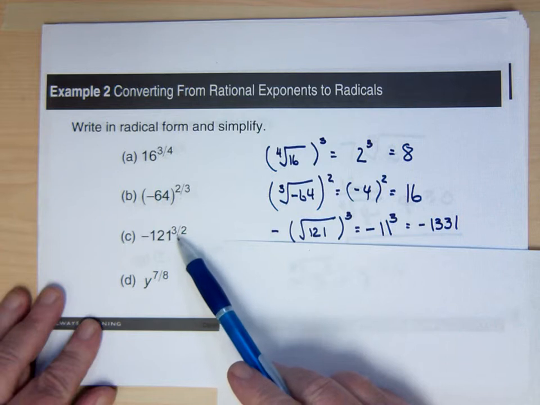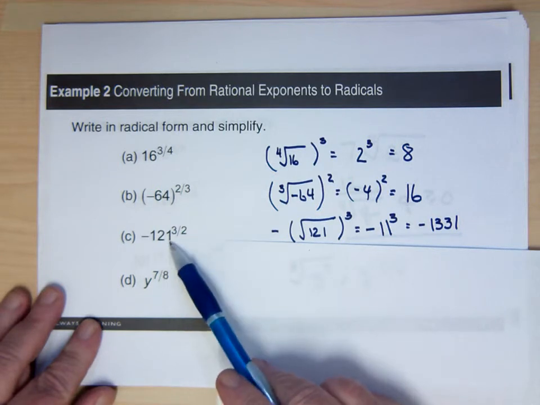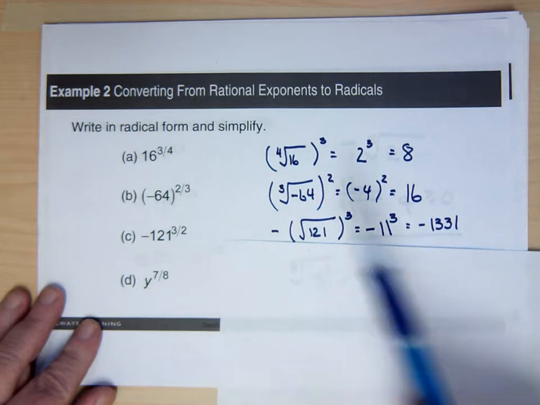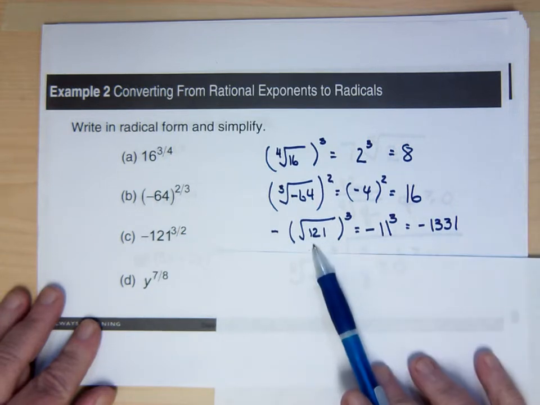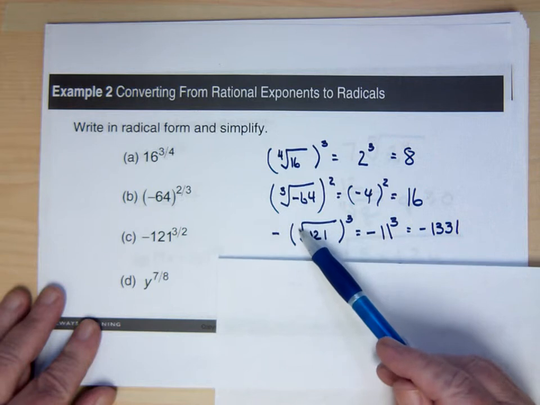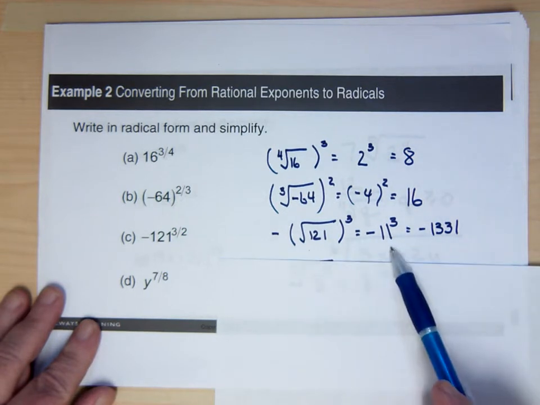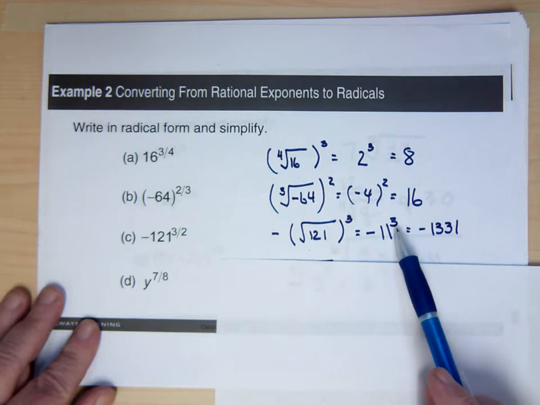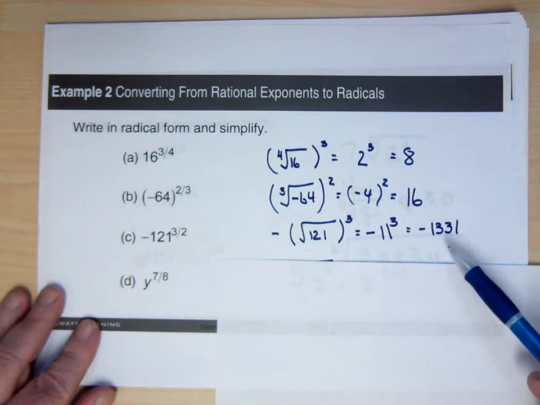Here, if 3/2 is the exponent, 121 is the base, and there's a minus in front of that. So first it's the square root. Notice that there's no index written there. So the square root of 121 is known to be 11. And then we're going to cube that and multiply by the minus sign, so the answer is minus 1331.